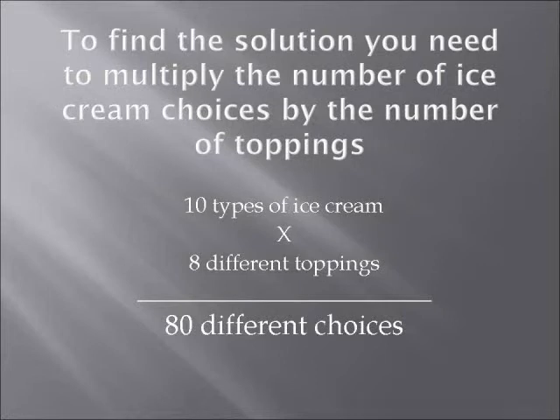To find the solution to this problem, you need to multiply the number of ice cream choices by the number of toppings. So if we have 10 types of ice cream and 8 different types of toppings, there'd be a total of 80 different choices.